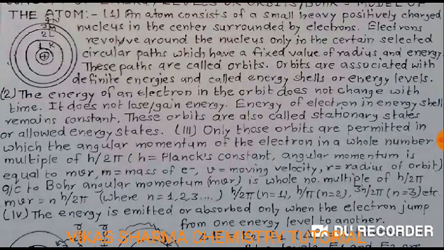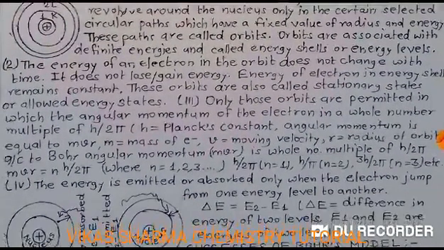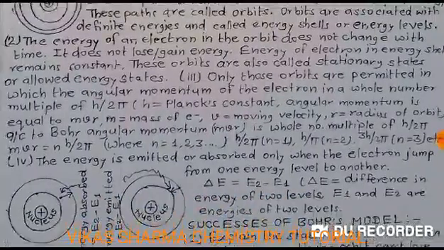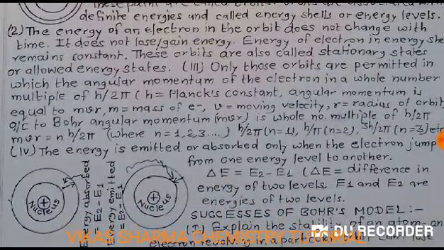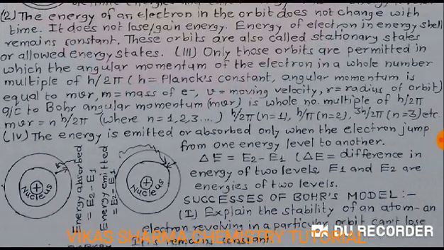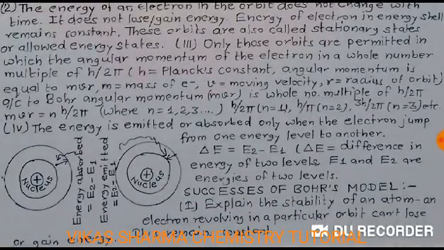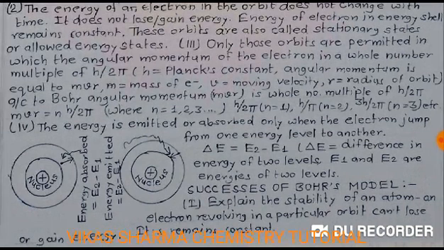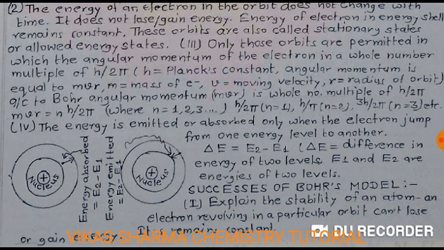The energy is emitted or absorbed only when the electron jumps from one energy level to another. Means change in energy, delta E is equal to E2 minus E1. Delta E means difference in energy of two levels. E1 and E2 are energies of two levels. Successes of Bohr's model: it explains the stability of an atom, and an electron revolving in a particular orbit cannot lose or gain energy. It remains constant.